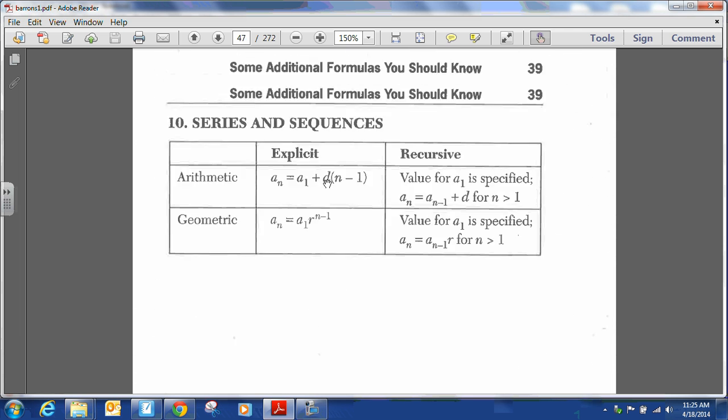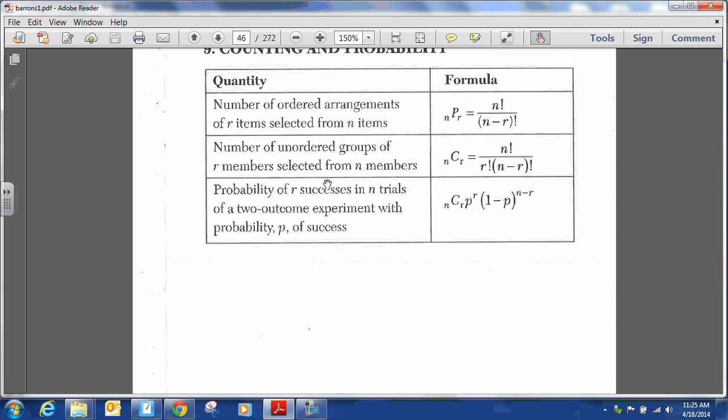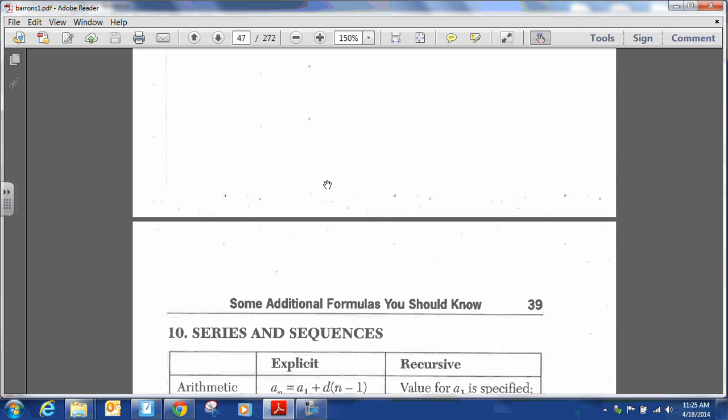Section 9 and 10 we have not gotten to yet, so I don't expect you to have memorized these. We'll get to those later.